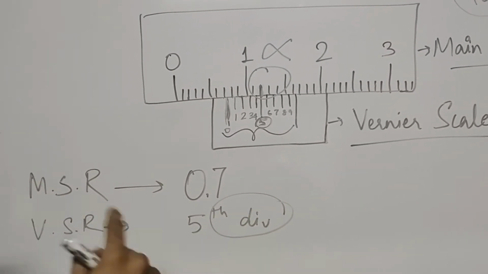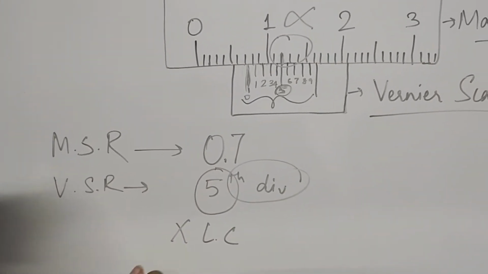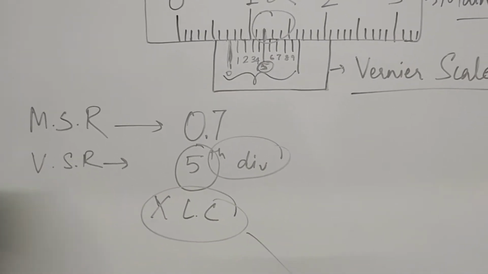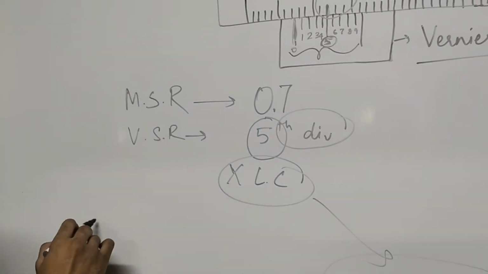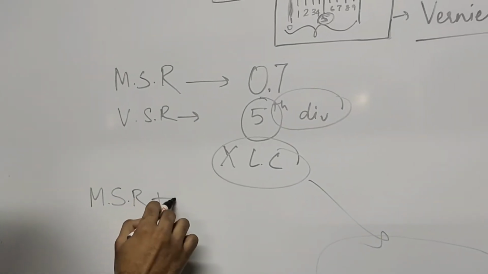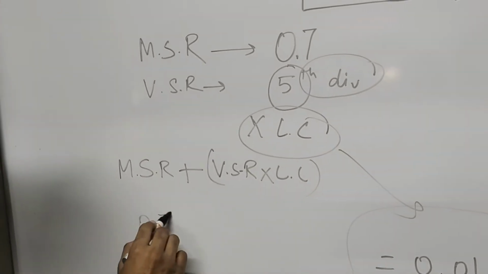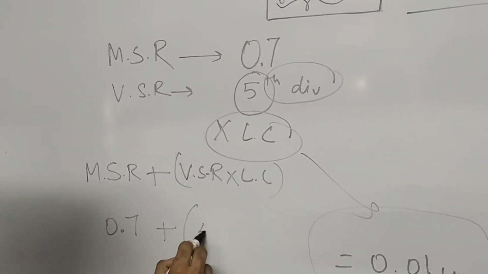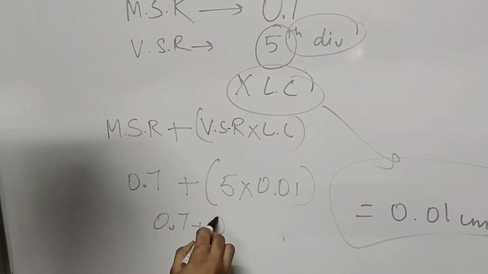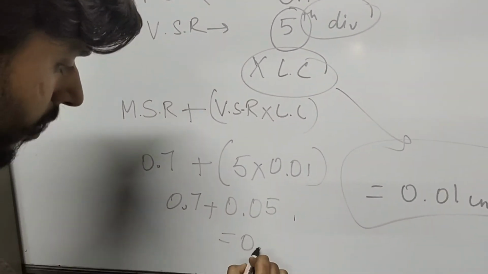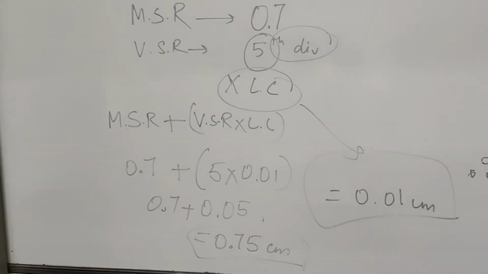Now what will we do? We have to multiply this vernier scale reading into its least count. What is the least count? 0.01 centimeter. Therefore, the final reading will be main scale reading plus vernier scale reading into least count. This will become 0.7 plus 5 into 0.01. So it will be 0.7 plus 0.05, which will give you 0.75 centimeter or units, whatever the unit would be.